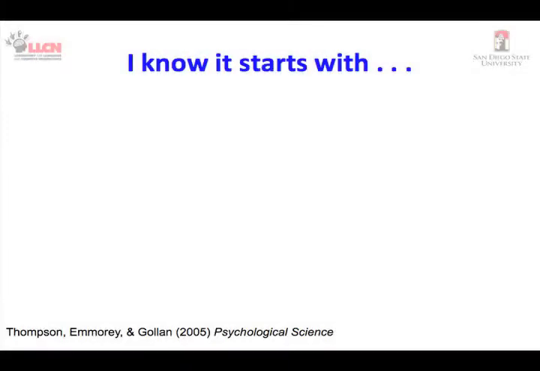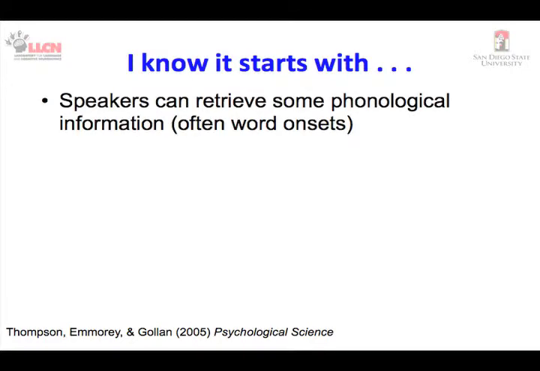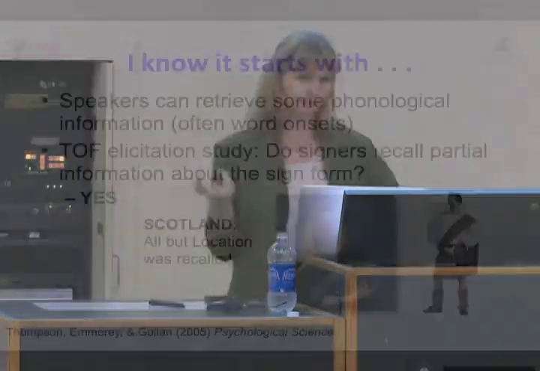Now, one of the things we know about tip of the tongue experiences is that often you'll get some information, right? And the most common type of information that speakers will get is the beginning. You know it starts with a B, or you know what the first syllable is, or something like that. And what that's telling us is that in speech production, there's something very salient or accessible about the onsets of words. So our question was, what about sign languages? Do we find the same sort of partial retrieval of form information?